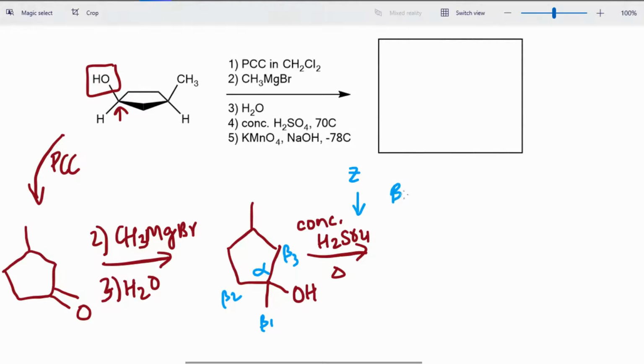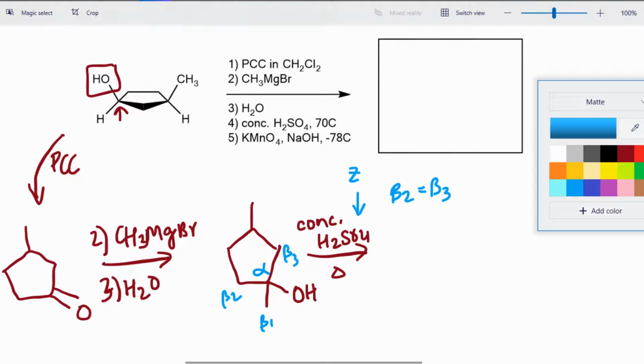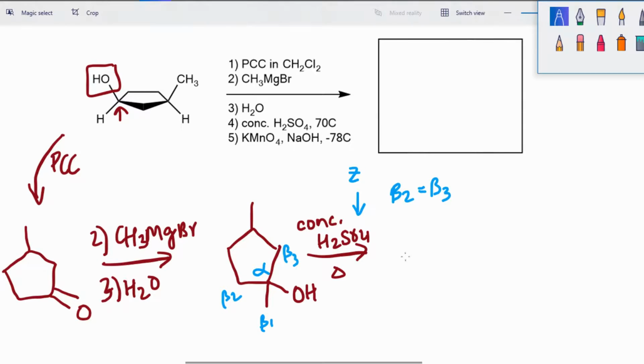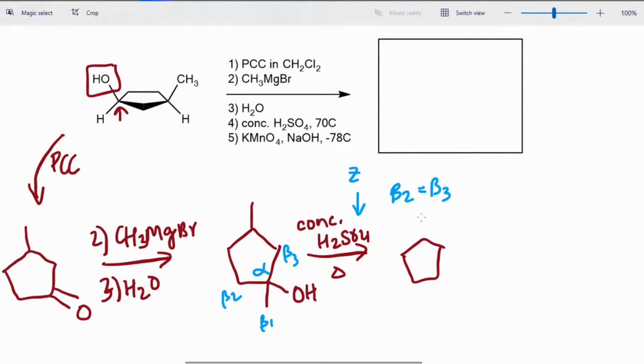But because B2 and B3 have the same substitution, you can get 2 products out of this reaction, and those are a 5-membered ring with a methyl group. Your OH leaves, you have another methyl group over here, and this is one with a double bond between B3 and the alpha carbon. Or you could have gotten this compound with a double bond between B2. Now these 2 compounds are not equivalent to each other, obviously, so you need to continue this reaction with 2 different products in mind.